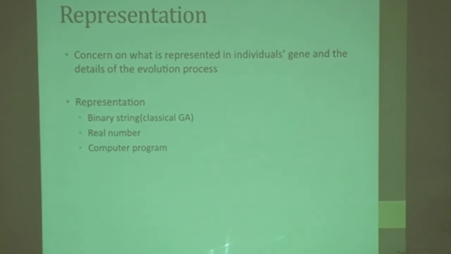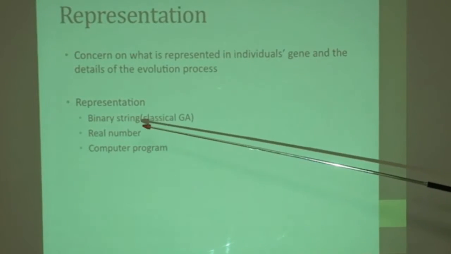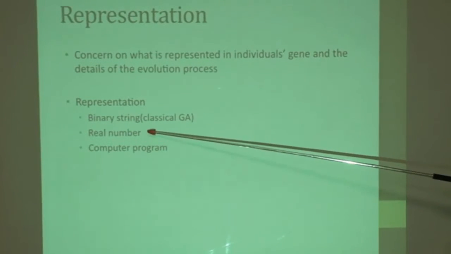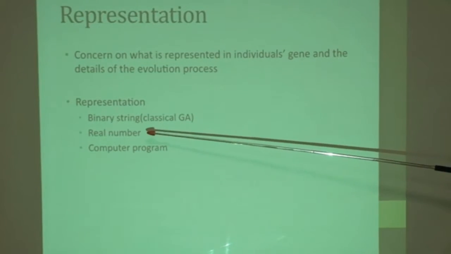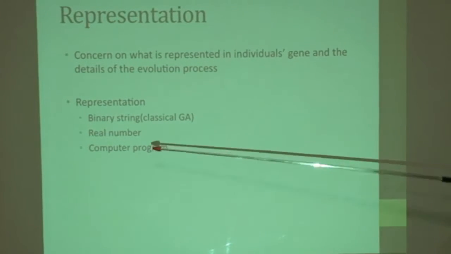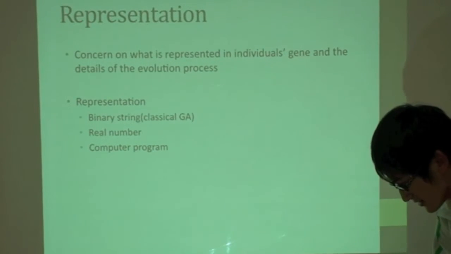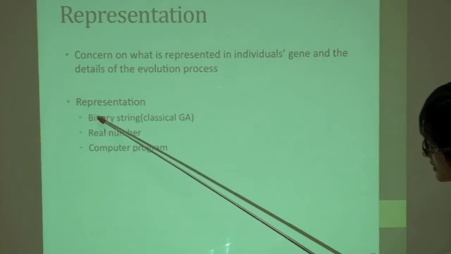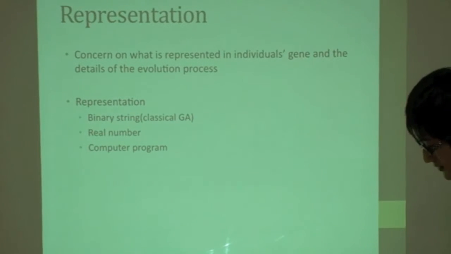There are some possibilities to represent a chromosome. The information of the chromosome can be written in real numbers or alternatives, real numbers or computer programs. This is the classical genetic algorithm.